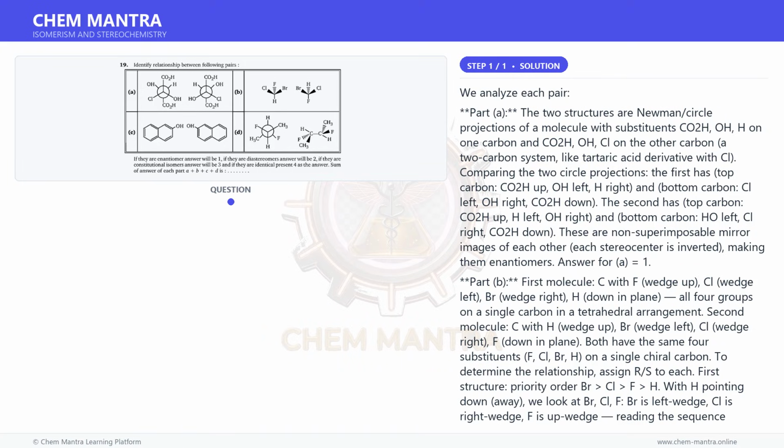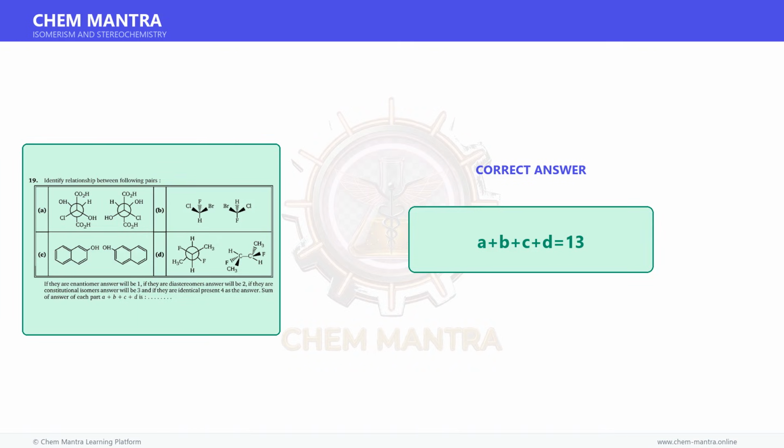Final assignments: A is equal to 2, diastereomers, B is equal to 4, identical, C is equal to 4, identical, D is equal to 3, constitutional isomers. Sum is equal to 2 plus 4 plus 4 plus 3 is equal to 13. Therefore, the correct answer is A plus B plus C plus D is equal to 13. The correct answer is shown on screen.